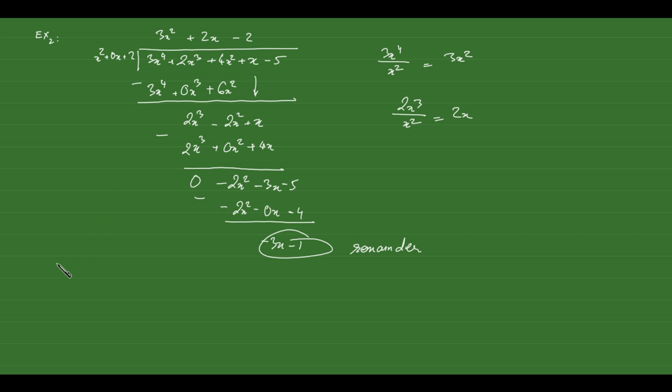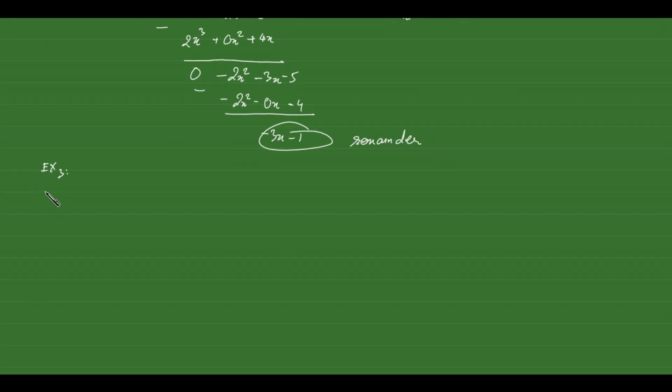Yeah, okay, what if I have example number 3? Alright, so now what if I want to do this? I divide this by x to the 4 minus x to the third minus 11x squared plus 11x plus 12. Let's see if the remainder is 0 or not.